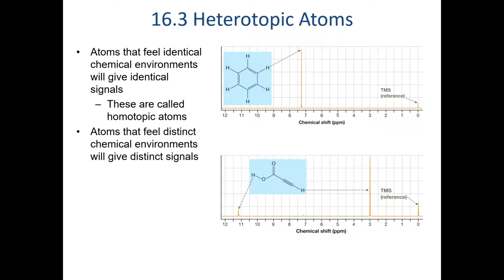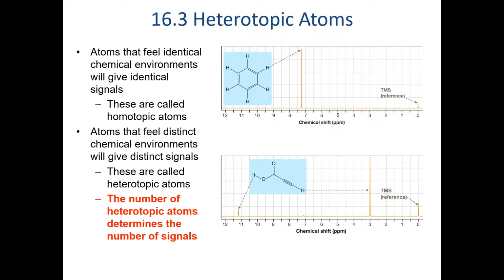Now, if we look at this molecule, it has 2 different protons, one that's on the carboxylic acid and the other that's on the alkyne. The carboxylic acid peak gives us one signal. The one that's on the alkyne gives us a different signal. Because they both feel different environments, we call them heterotopic atoms. The number of heterotopic atoms is going to determine the number of signals.